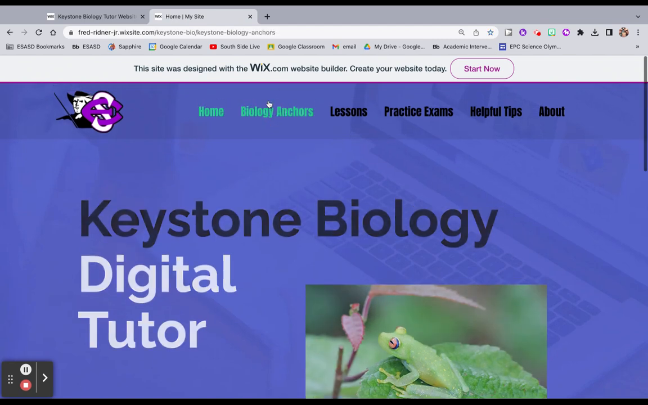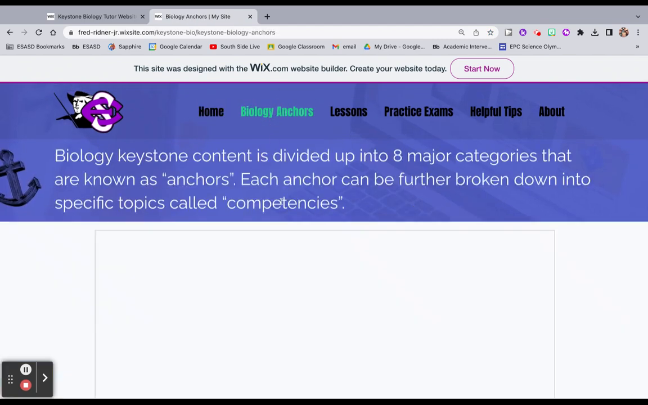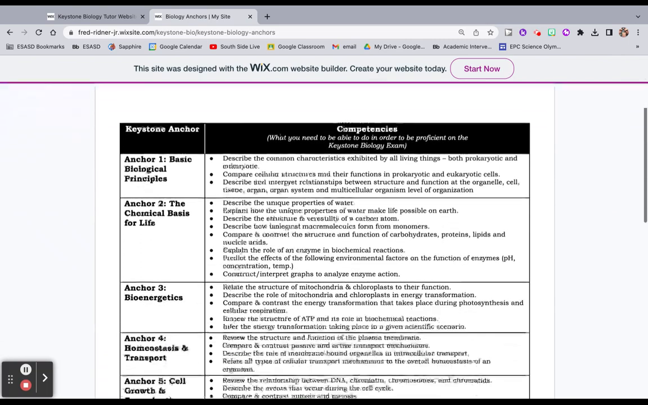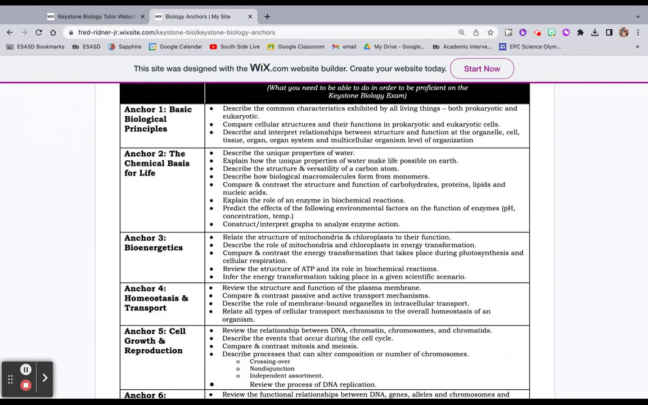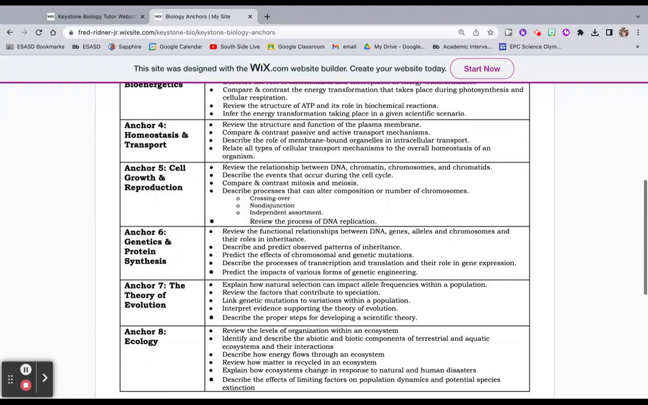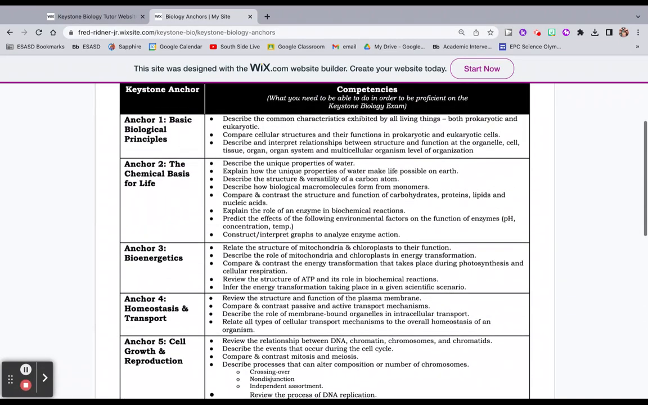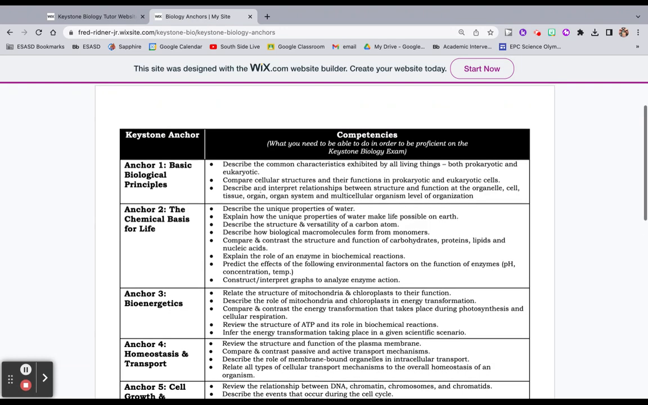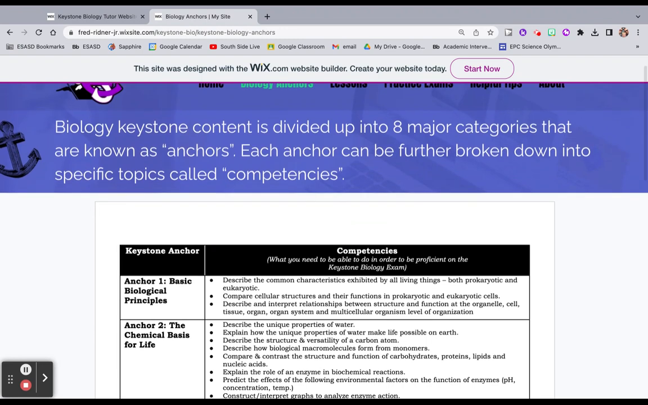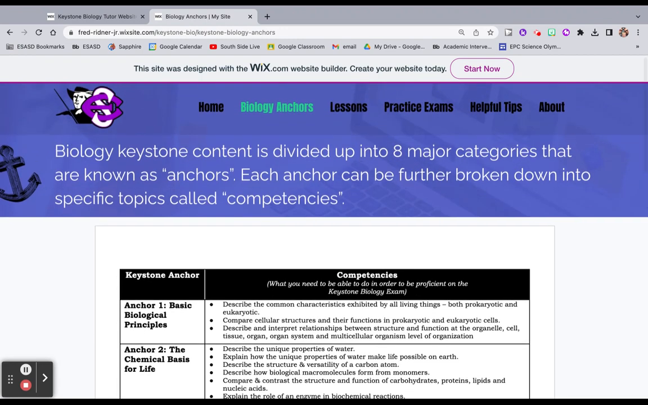If we hit the Biology Anchor tab, this is a tab for students and teachers to get an idea of the 8 major main ideas that they're going to be tested on the biology Keystones. And then to the right, there are certain specific competencies, what students need to be able to do in order to be proficient on the Keystone exams. So that's really a resource for mainly teachers, but also students so they know what to expect.